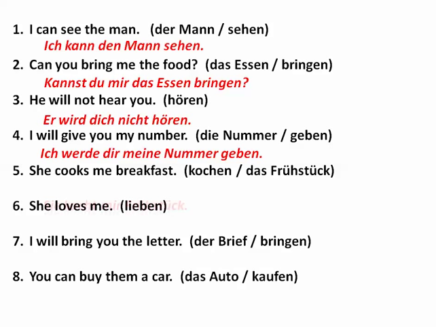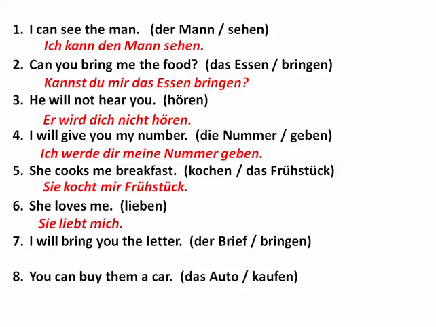Sie kocht mir Frühstück. She cooks me breakfast, okay? She's cooking breakfast for me, so me is the indirect object. I'm receiving the action of the verb indirectly. Sie liebt mich. Okay, she loves me.